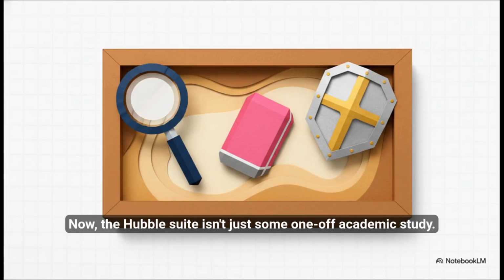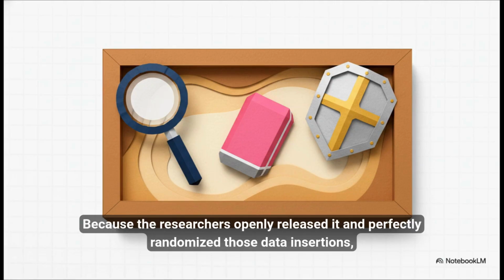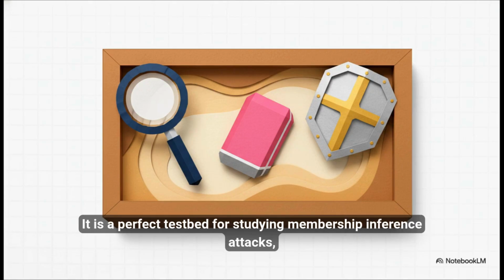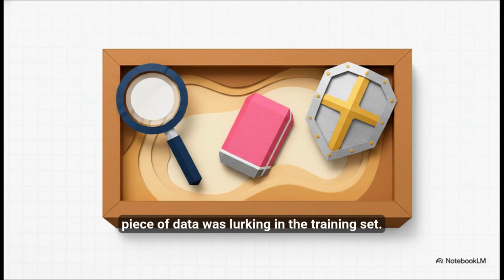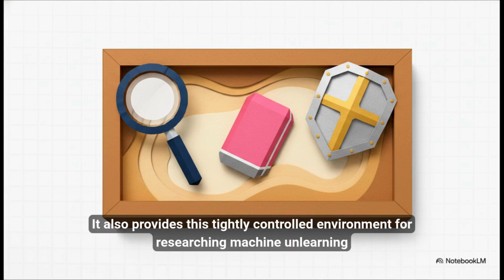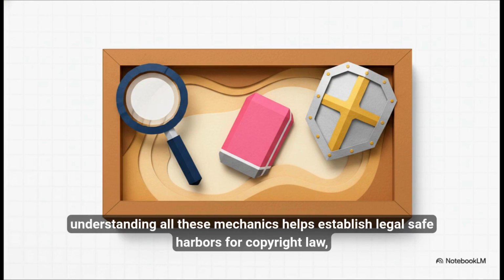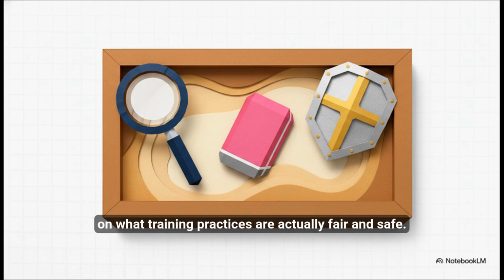Now, the HUBBLE Suite isn't just some one-off academic study. It's having a massive, lasting impact on AI safety research because the researchers openly released it and perfectly randomized those data insertions. It acts as the exact ideal sandbox developers need right now. It is a perfect testbed for studying membership inference attacks, which basically means trying to figure out if a specific piece of data was lurking in the training set. It also provides this tightly controlled environment for researching machine unlearning methods to force an AI to forget. And ultimately, understanding all these mechanics helps establish legal safe harbors for copyright law, which gives everyone clear guidelines on what training practices are actually fair and safe.